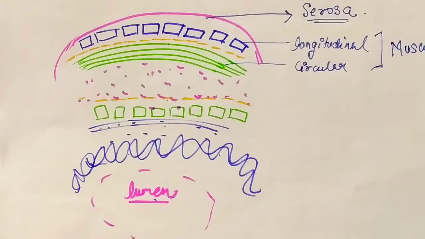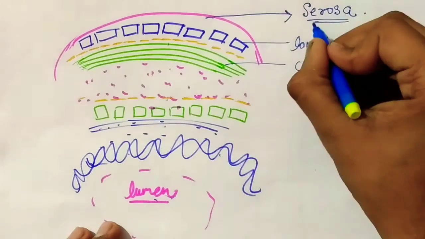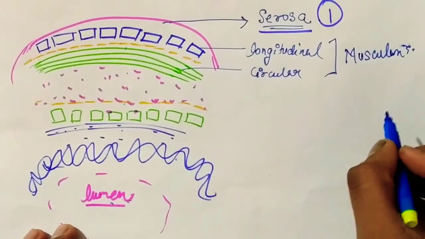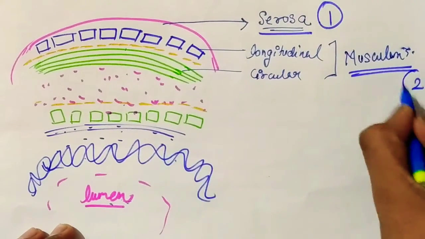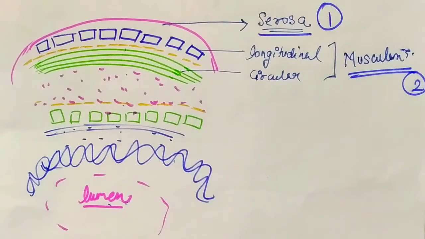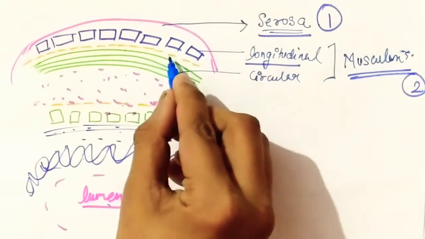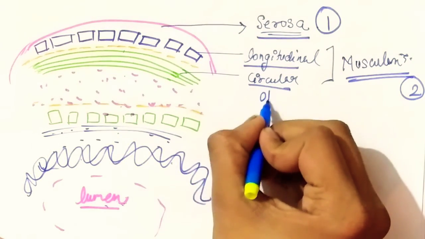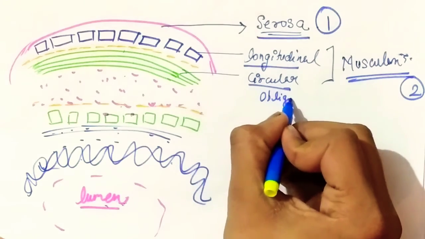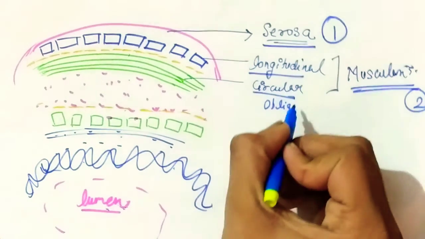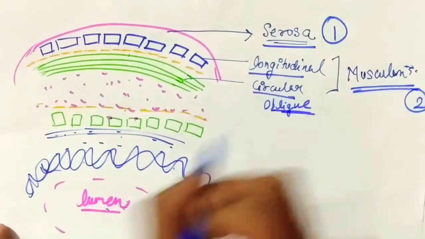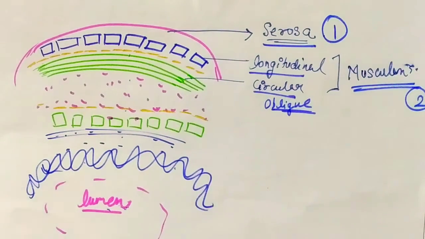Let me take a blue pen. This is serosa, the first one. This is muscularis, which is the second one. There are two types of muscle, longitudinal muscles and circular muscles. Also, in the stomach region there are oblique muscles, because the stomach is C shaped. That's why oblique muscles are also present. This is also constituted in muscularis.